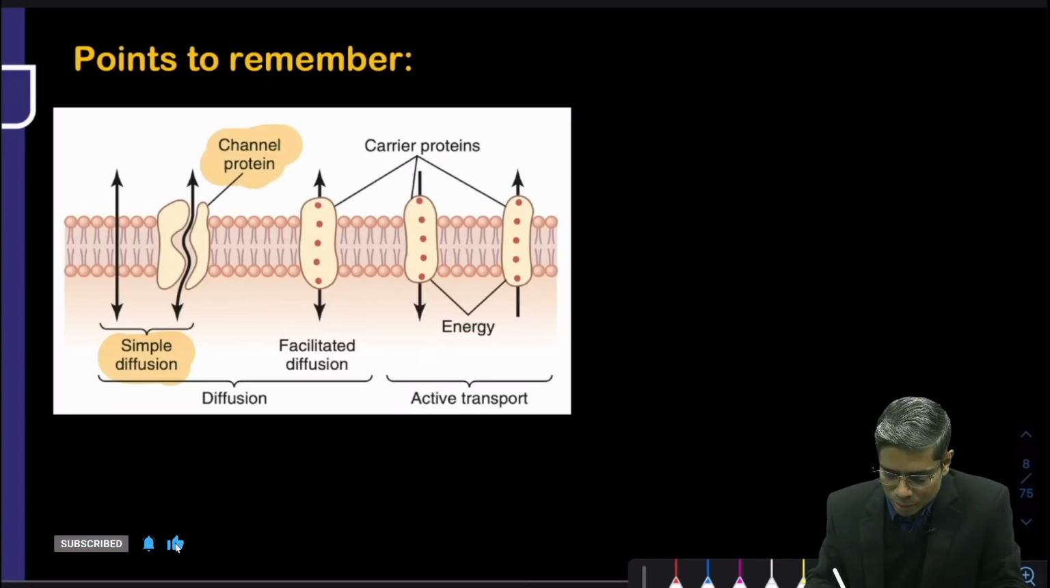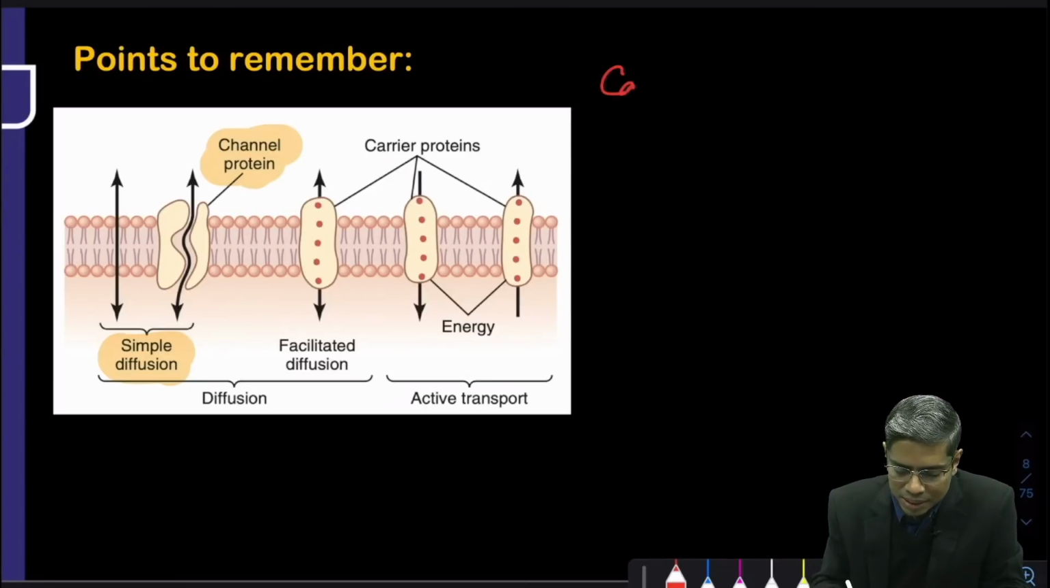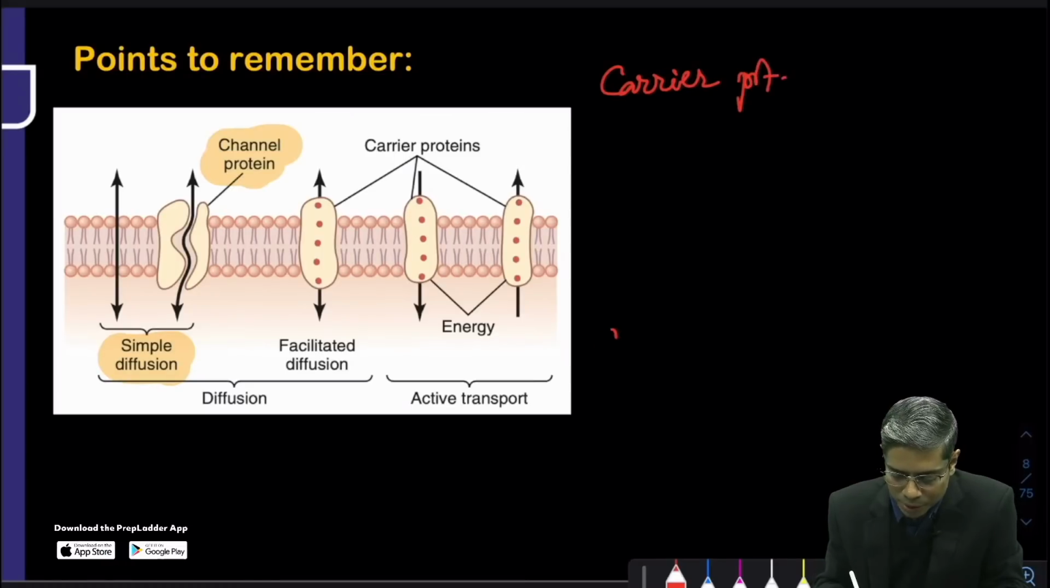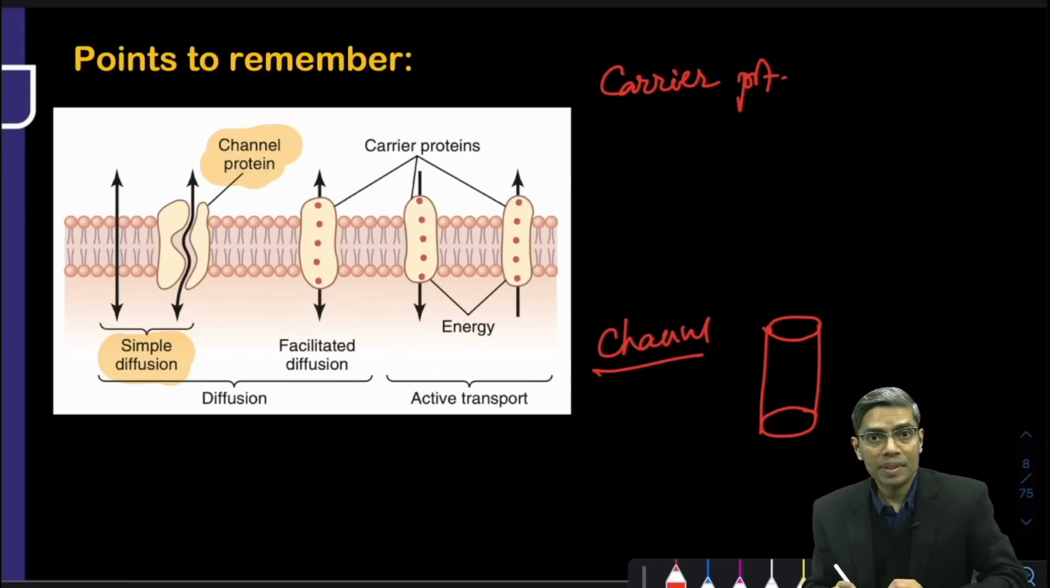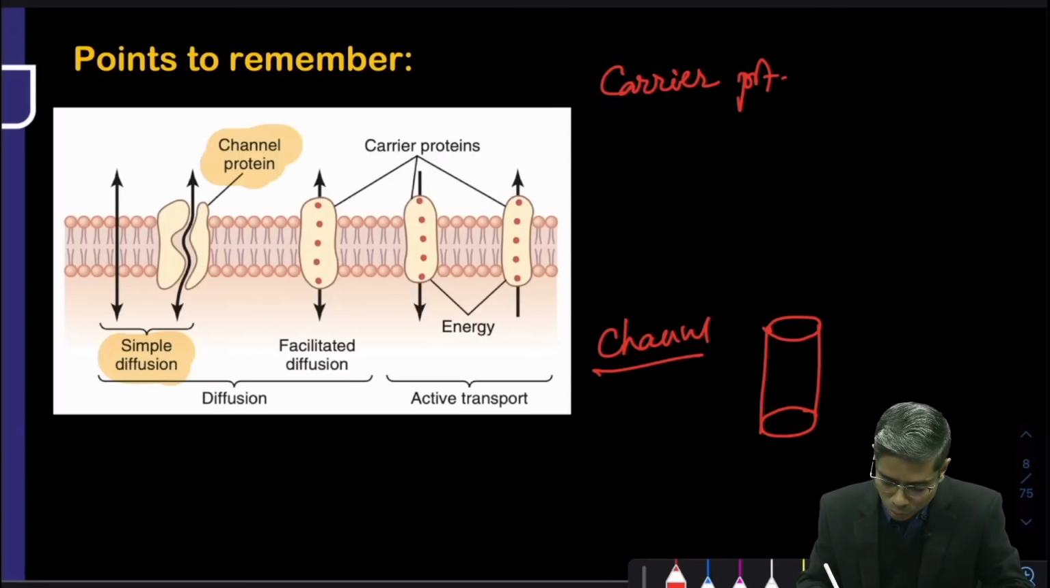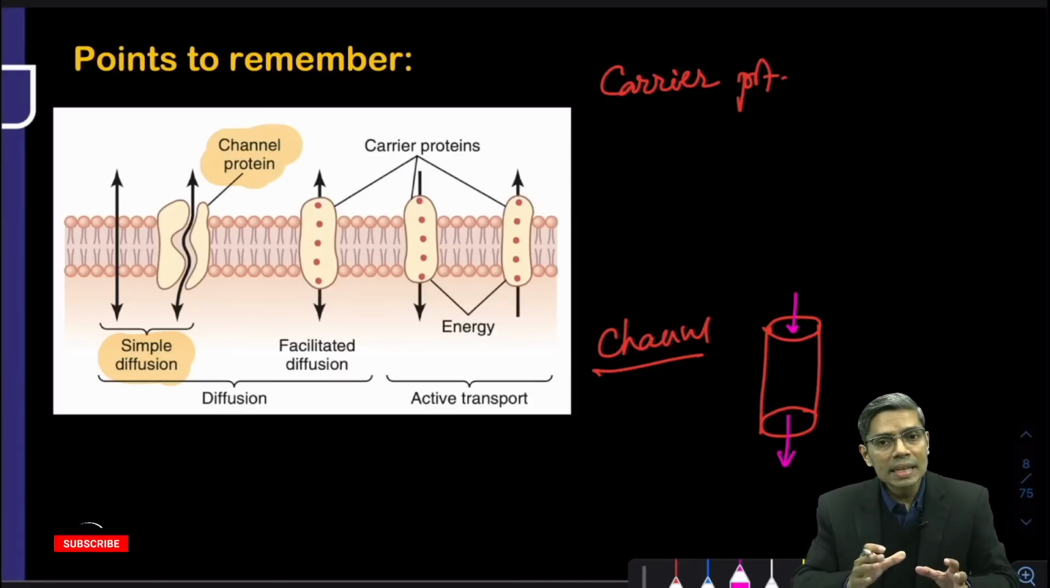So basically you have to understand that there is a difference between carrier protein and channel protein, right? In case of a channel protein, there is an internal pore inside the protein, and through this internal pore the molecule can move without any actual binding with the protein.